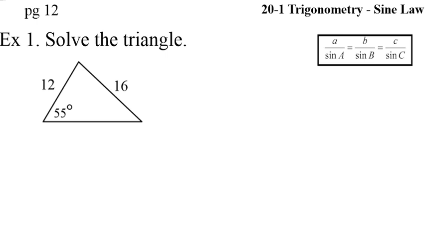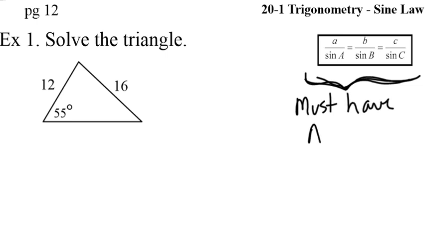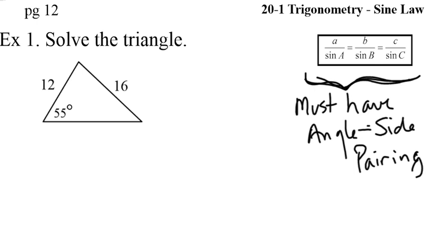The one thing that's important that you understand for the sine law to work is you must have an angle side pairing. If you don't have an angle side pairing, sine law won't work. What an angle side pairing means is that you have side a and angle A, or you have side b and angle B, or you have side c and angle C. You must have both the angle and the side of one of the pairings in order for this to work.